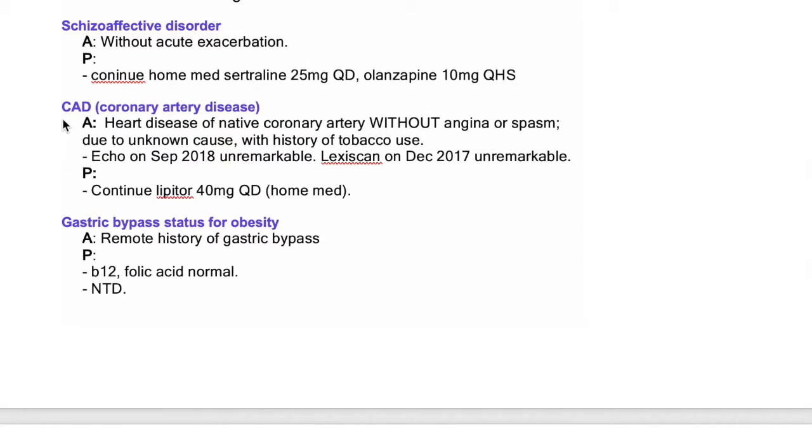The other problem is this coronary artery disease. Now, if it was a busy day, I didn't have too much time, then I could just have assessment, nothing, and plan just continue her home medication. This day I had some time, so I wrote her echo done in September 2018 and Lexi scan were unremarkable, but she came in with sepsis. I really don't have to do much with the heart, so if I was busy, I could have just left all of this out and just written that continue home medication because I'm doing nothing for this.